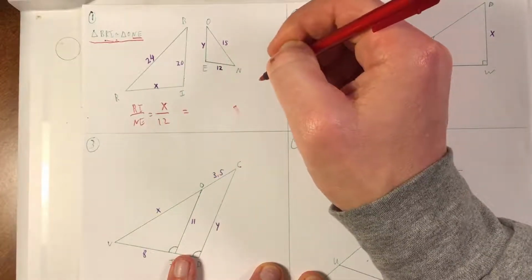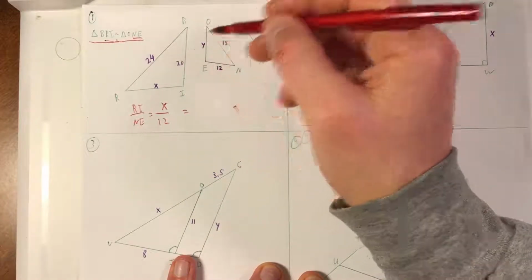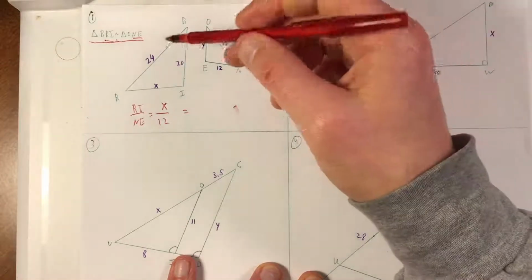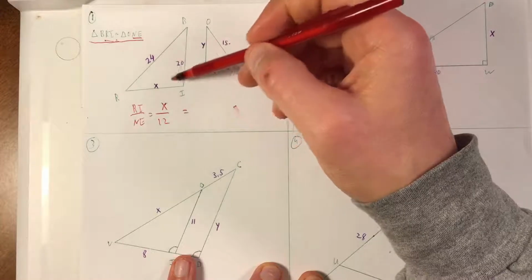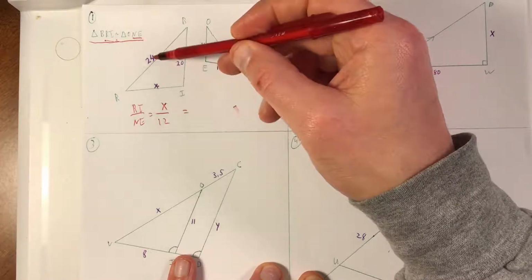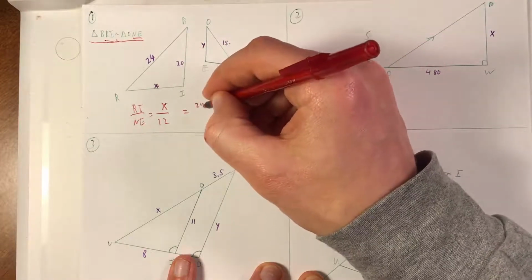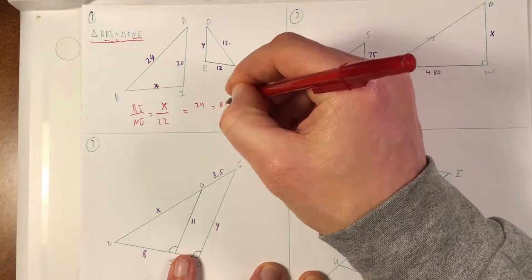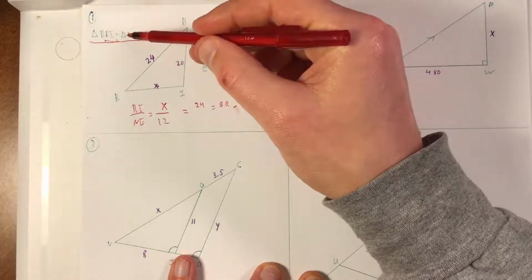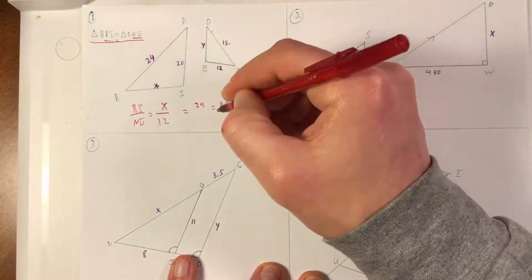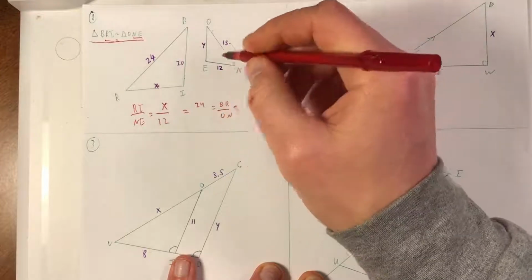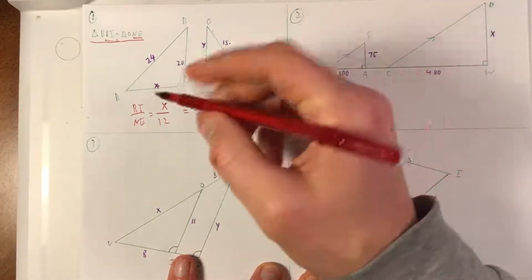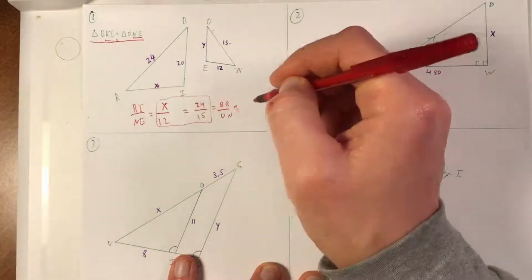Then I have to find two other sides. I'm not going to use anything with a Y because then I'd have two letters in it. We're going to stick to one letter. So I'm going to use the other sides that match up. X, and then I've got 24 over here. 24 is BR. Side BR matches up with ON. So BR is 24, ON is 15. Now that I have this set up, I can cross multiply and solve.